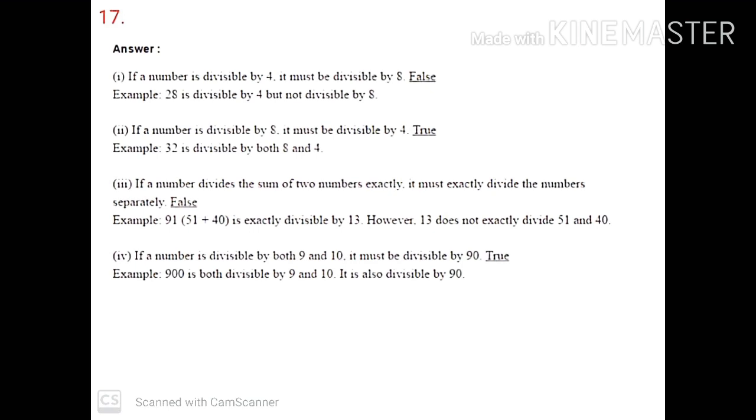Okay. Next, if a number is divisible by both 9 and 10, it must be divisible by 90. True. For example, 900, which is both divisible by 9 and 10, and it is also divisible by 90. So students, this was the last question in exercise 2B.